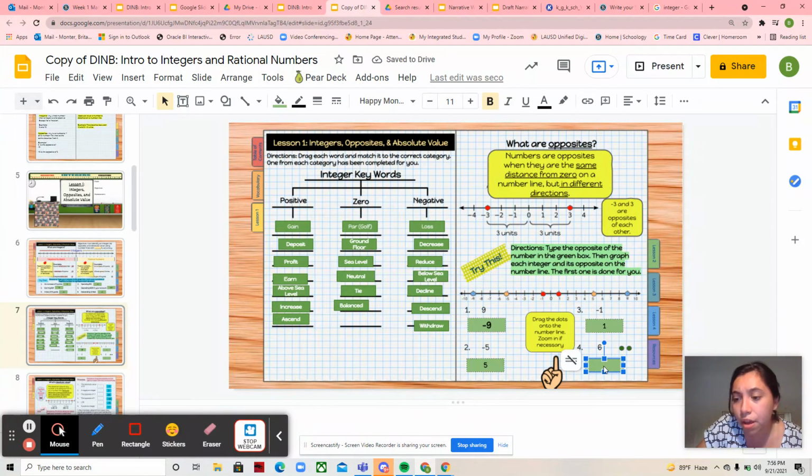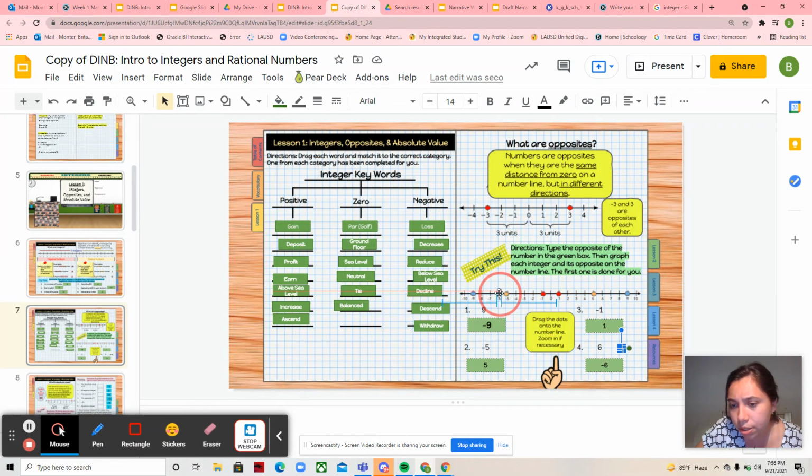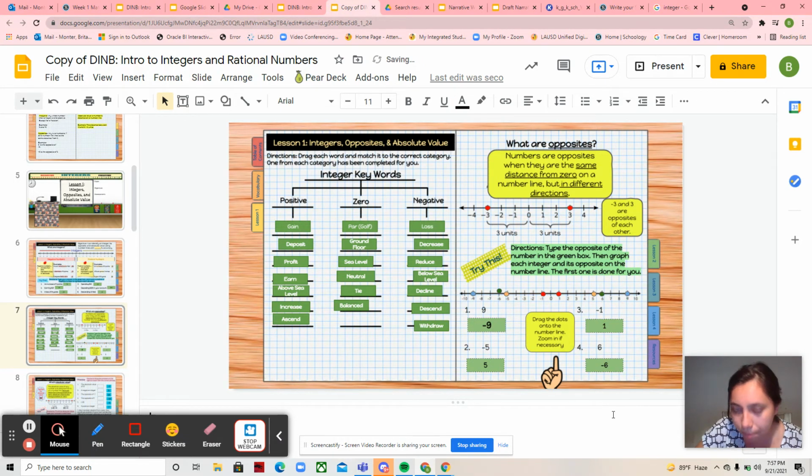The opposite of positive 6 is negative 6. Put that there. And I'm dragging my green marker, okay, from negative 6, right, to 6. And those are the opposites on a number line. Okay, so you should have had that down.